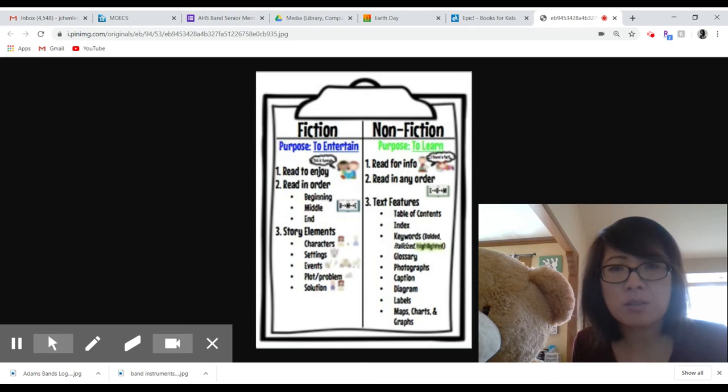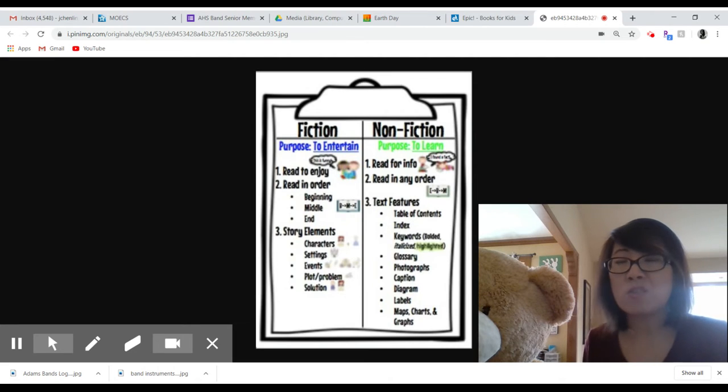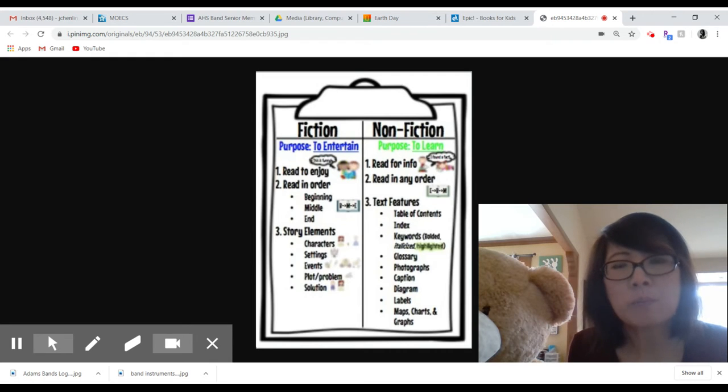A nonfiction book, like the one that we're going to read today, is usually read for information. Which is not to say that you can't read something that's nonfiction and enjoy it. You can definitely enjoy reading a nonfiction book. But the main purpose of a nonfiction book is for the reader to learn something about the topic. You can read a nonfiction book in any order, and I'll show you that really quickly later when we get into our book. You don't have to read it from beginning to end because that's not how nonfiction books are set up.